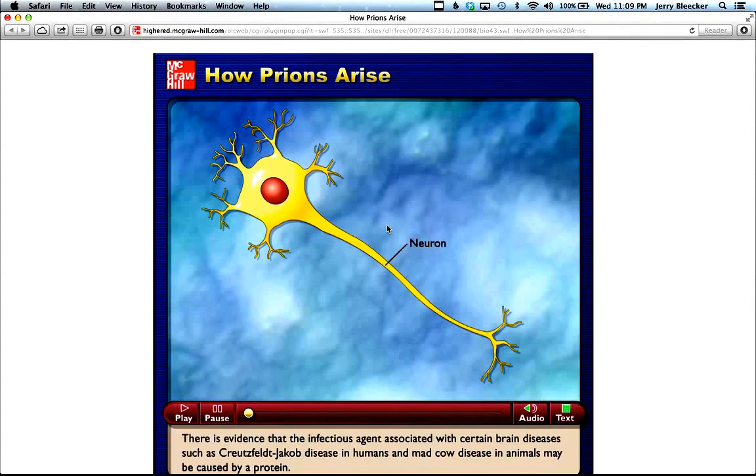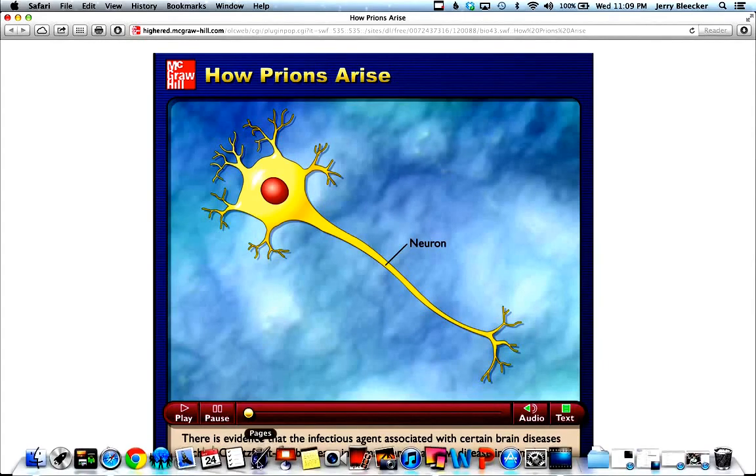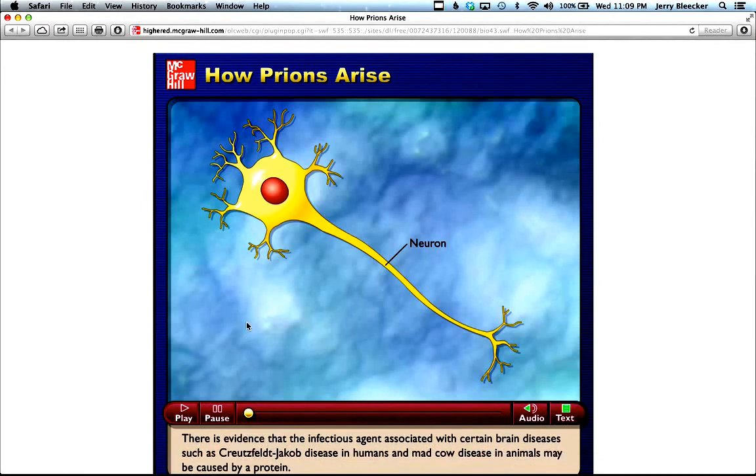That's basically a nerve cell. And in this case, we're going to look at humans, but it's the human form of mad cow disease, where these renegade proteins replicate. And, well, hold on, I'll show you the rest.